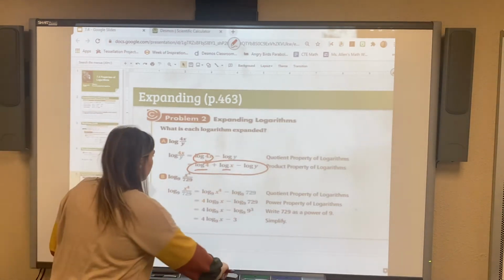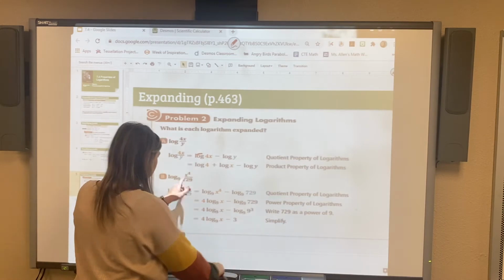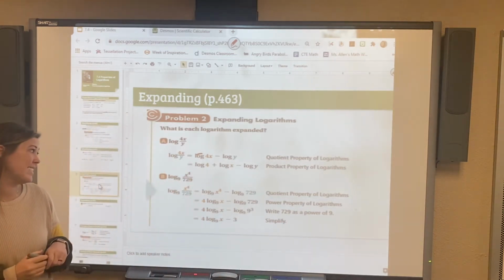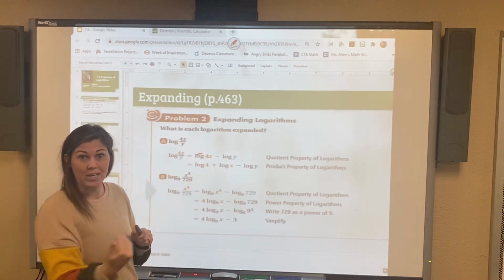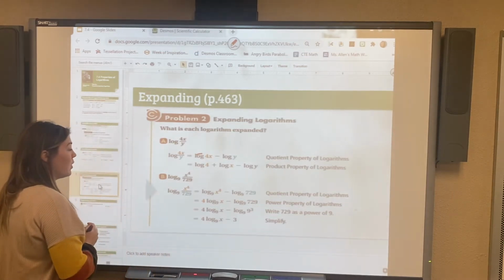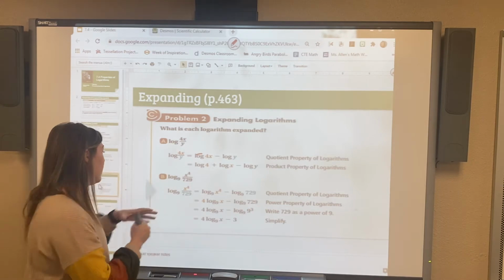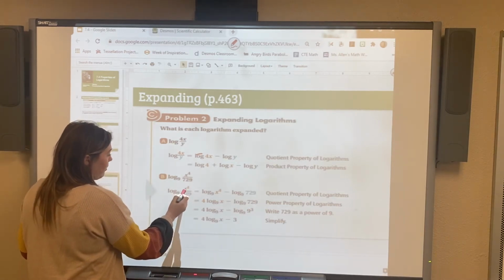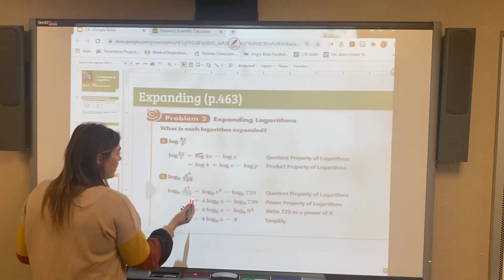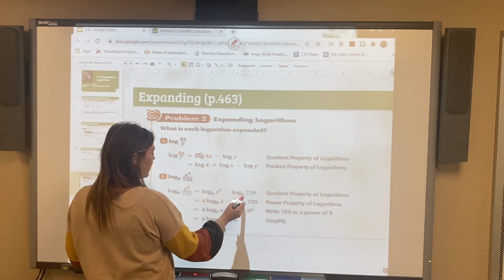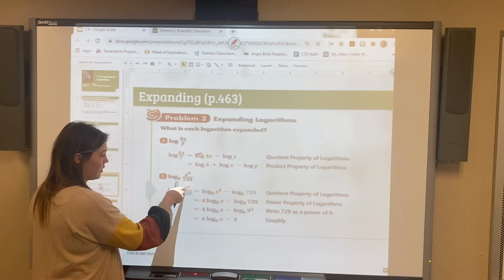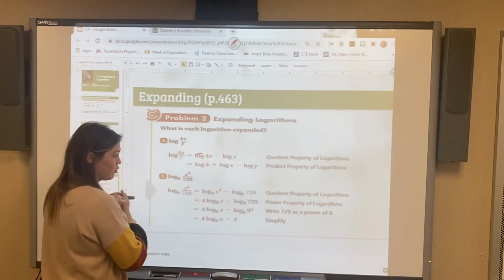So B, let me erase this so we can still see that. B is log base 9 of x to the 4th divided by 729. So we can separate this out. We're going to take our top, and it's division, so that means subtraction. So we have log base 9 of x to the 4th power minus log base 9 of 729. So I just broke this up into 2 by subtraction.